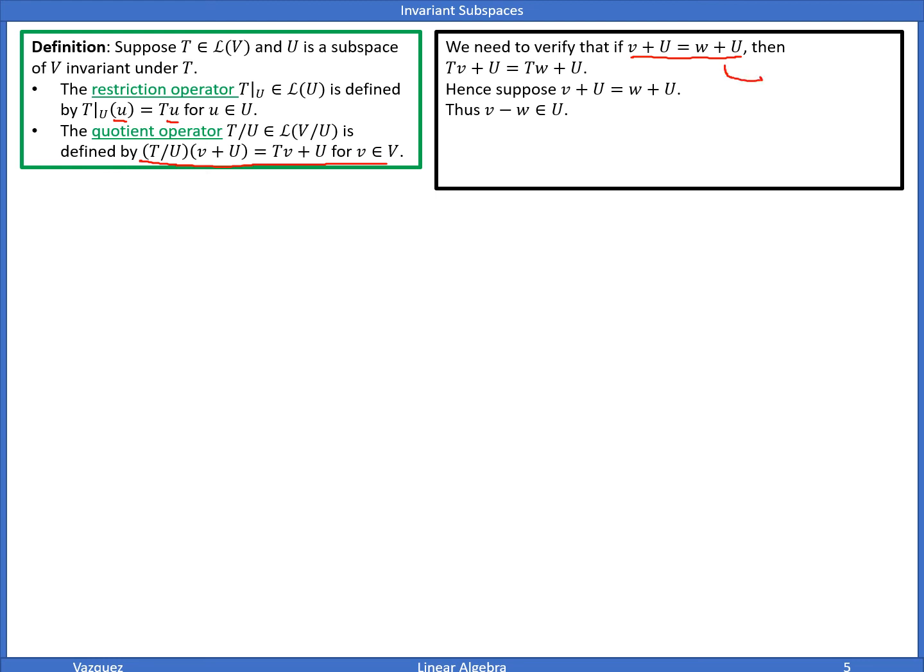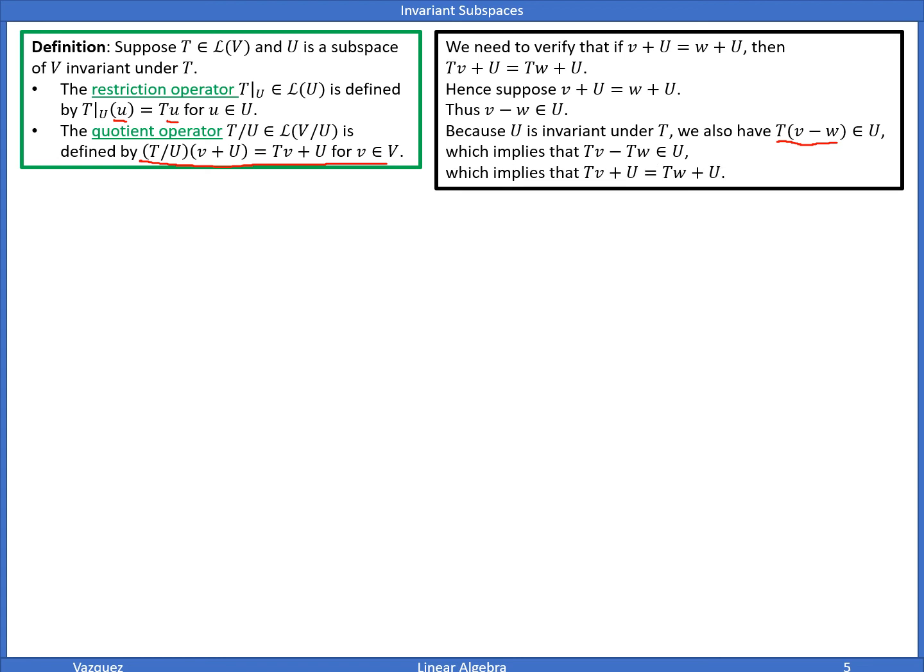And again, we need to verify that v plus u equal to w plus u implies that this is true. So again, we're going with the theorem. There's an equivalence between those. And again, we had gone through a theorem about that. I really can't remember what section. But because u is invariant under t, then t of v minus w is in u, right? Just by definition of invariant. Which then implies that tv minus tw is in u, and we're done.